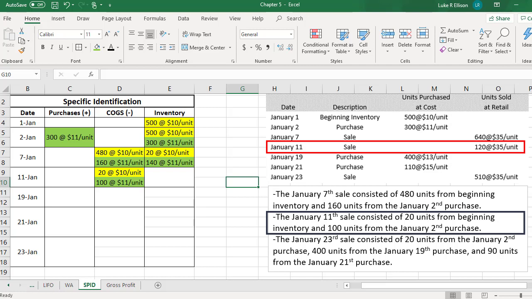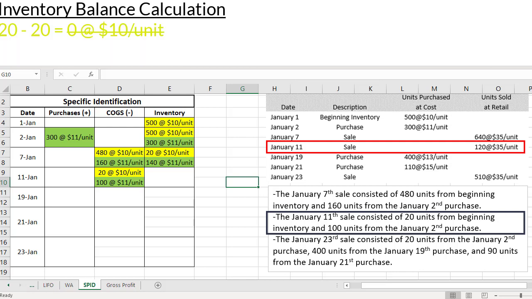Now we need to calculate the January 11th inventory. Since cost of goods sold is minus, we take our previous inventory and subtract anything we sold, one layer at a time. So that's 20 yellow units at $10 each, minus 20 yellow units sold equals 0 yellow units remaining. Since there are none left, we don't need to list them in our inventory column. As for the green units, we can take the 140 from our previous inventory and subtract the 100 sold to get 40 units remaining.